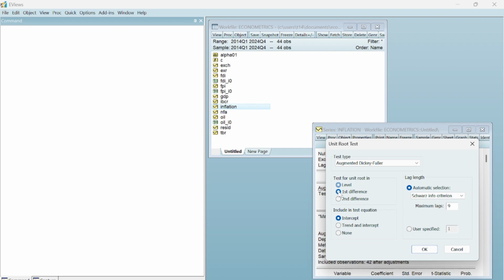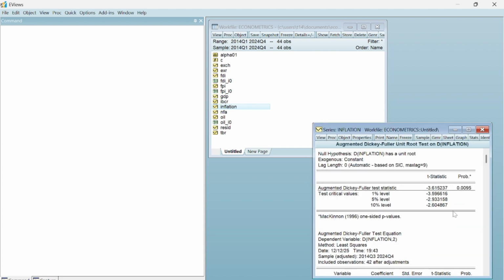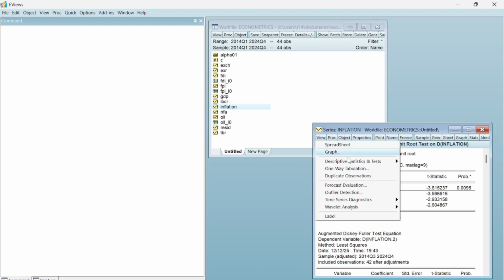So let's see at first difference. Okay, it's significant at first difference. So this means that inflation is significant. So this is a pure example of when you run an analysis at level and it's not significant at level, then you have to go and test for first difference. Let me rerun it for you to see what we did.